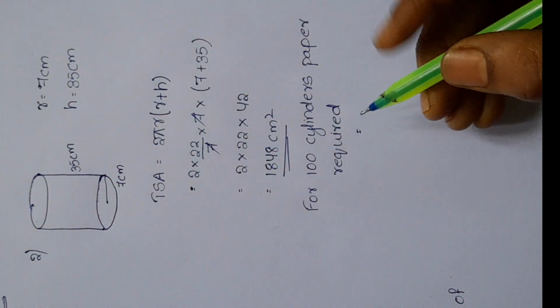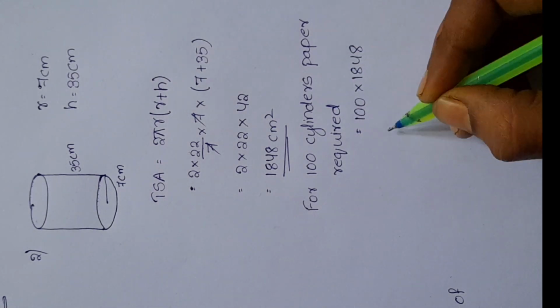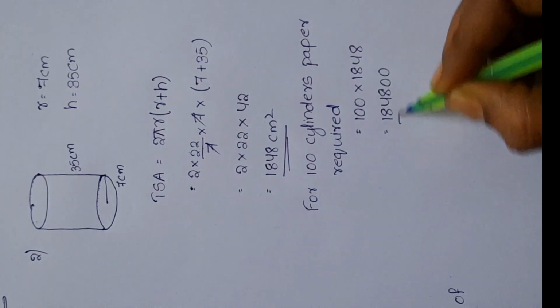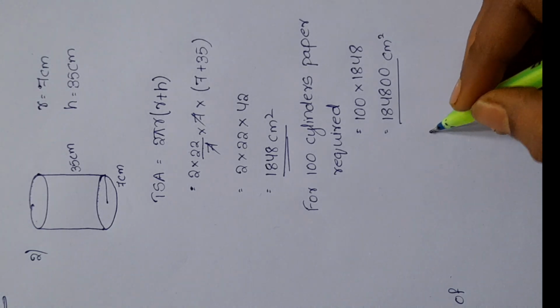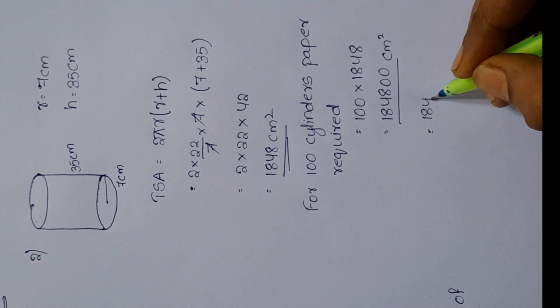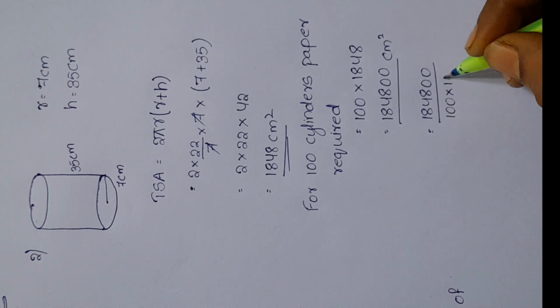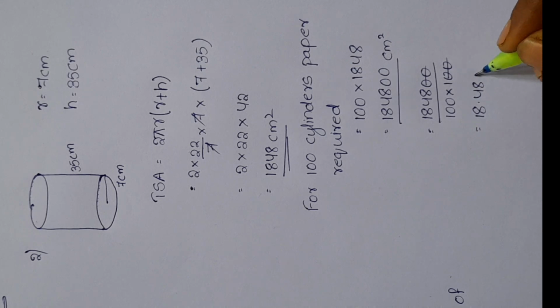Now for 100 cylinders, paper required is 100 into 1848. We get this as 184800 centimeters square. Now converting this into meters, 184800 by 100 into 100. Cancelling zeros, we get 18.48 meters square as the area of the paper required to make 100 cylinders.